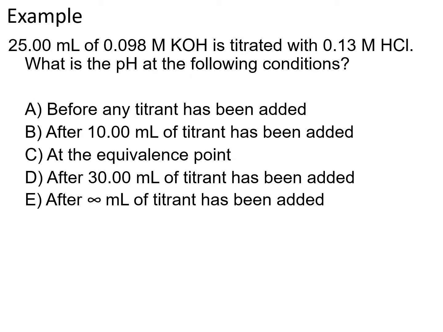Let's look at a first example. So here I'm starting with a solution of KOH, and I'm titrating it with acid. So this would be a strong base titrated with a strong acid. What is the pH at the following conditions? So let's go through each of these possibilities.